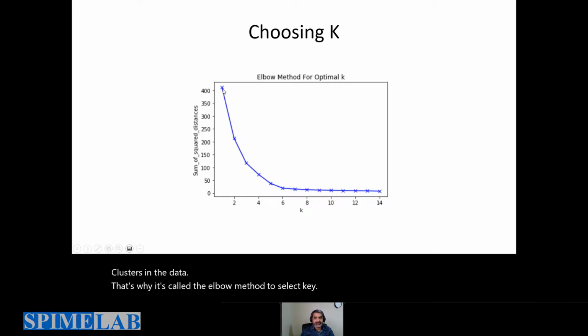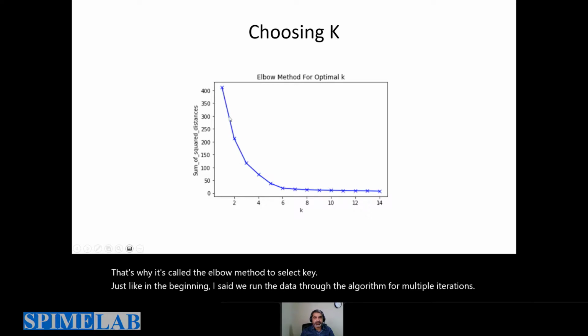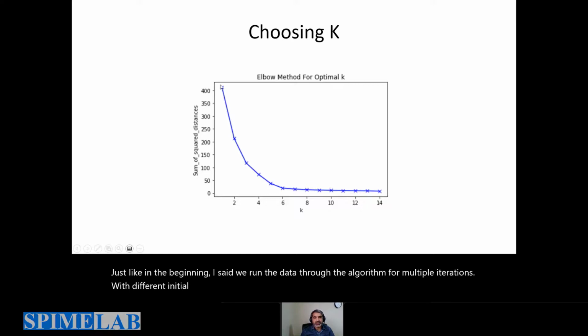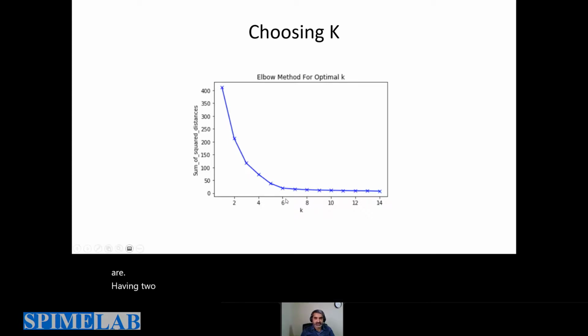So just like in the beginning, I said, we run the data through the algorithm for multiple iterations with different initial points. Here, we run it with same initial point, but we change k. So we are having 2 now degrees of freedom, initial points and choice of k, which changes the ultimate result. But the elbow method will help us identify. So this k5 is going to be giving much better clustering than earlier or later case.